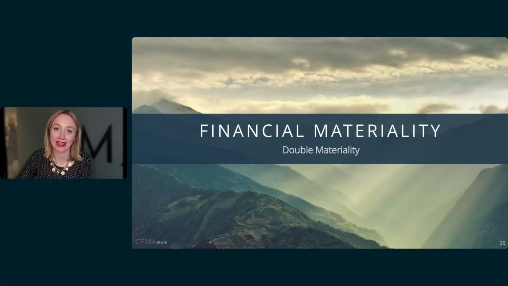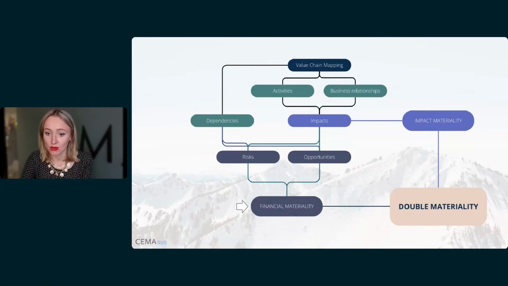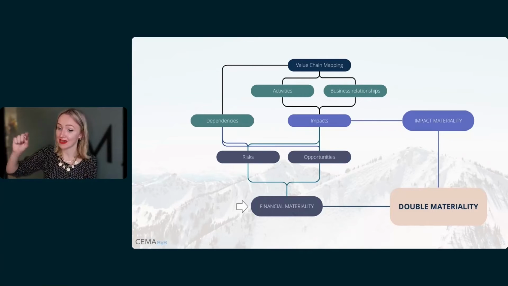All right, so now we're going to get into financial materiality. So we have now done this entire thing, right? We have done the value chain mapping, established some activities and business relationships and dependencies. From the activities and business relationships, we have established impacts. And from the impacts, we have established our impact materiality.